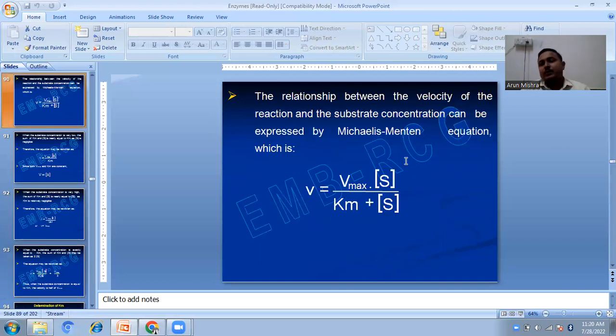The relationship between the velocity of reaction and the substrate concentration can be expressed by an equation given by Michaelis and Menten, known by their names as the Michaelis-Menten equation. This simply states that the velocity is equal to Vmax, the maximum velocity of the reaction, multiplied by the substrate concentration divided by the Km value plus the concentration of substrate.